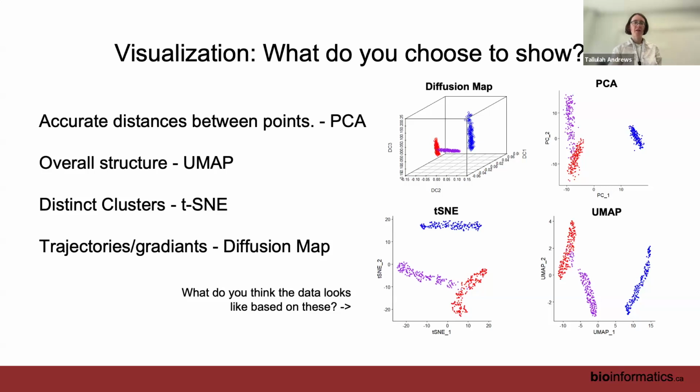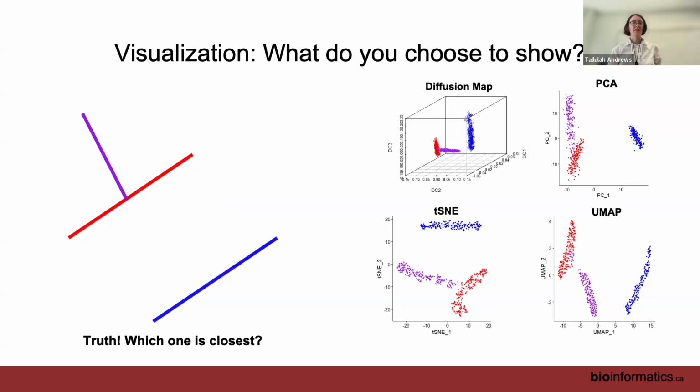Fortunately, I created this data set, so I know what it really looks like. So this is what it really looks like. The red and blue groups should be parallel to each other, and the purple group should be coming out at right angles to the red group, in a completely different direction from the blue group. So that's what this data really looked like in high dimensional space. Now you can look at these different visualizations and see which one was the closest to correct.